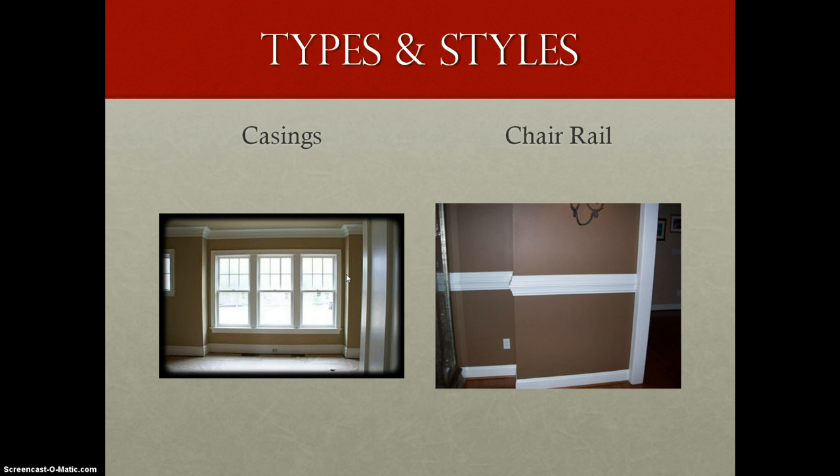Chair rail is a type of trim that is fixed on a wall, and it's about 3 feet from the floor. It protects the wall from the back of chairs. Sometimes the chairs will scuff the wall, and so it tries to help protect the wall from scuffs, scrapes, and dents.